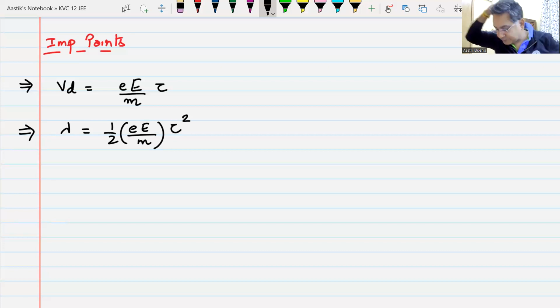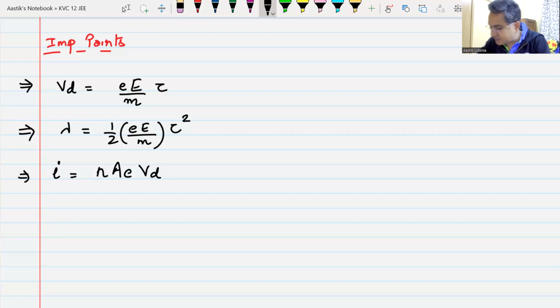Now we can go ahead, and we had seen that your current I can be written as nAe into Vd. Do we remember this? Your current can be written as nAeVd. Now, the next point is that current density J was ne into Vd. Can anyone understand these relations? These are all the relations put together. Are we able to understand this?